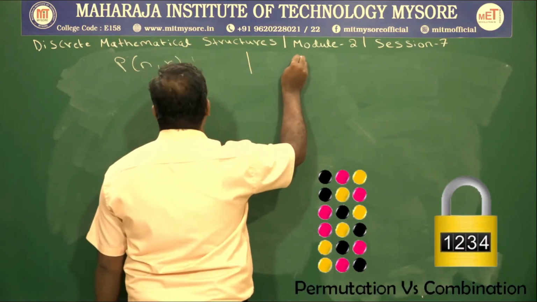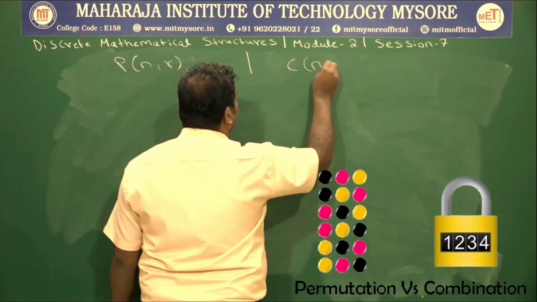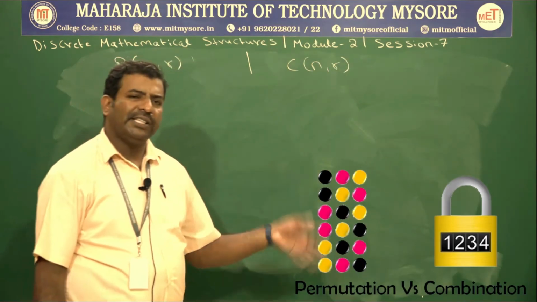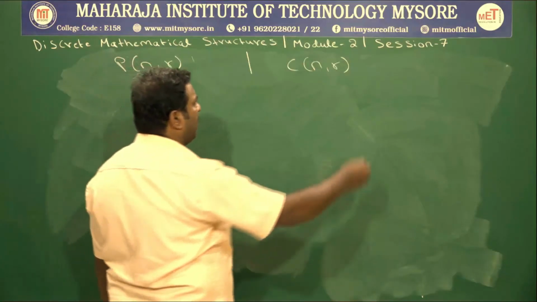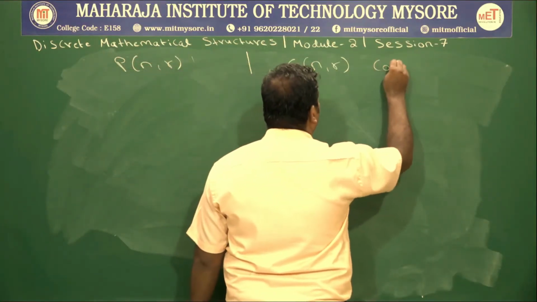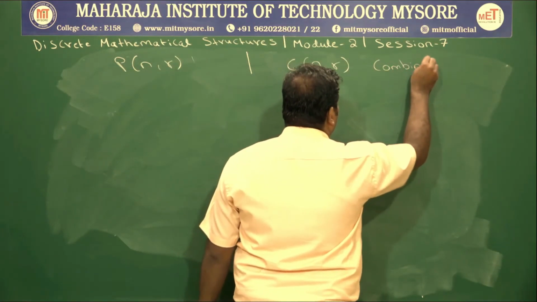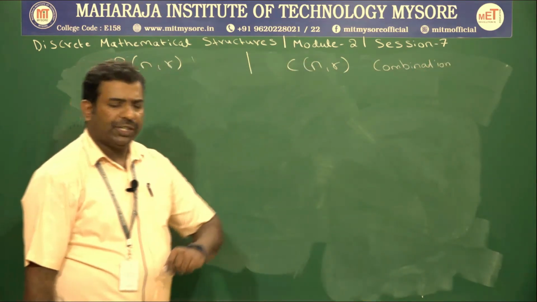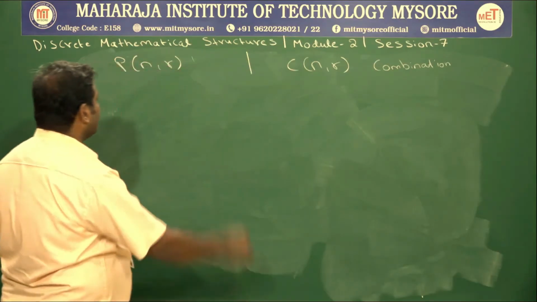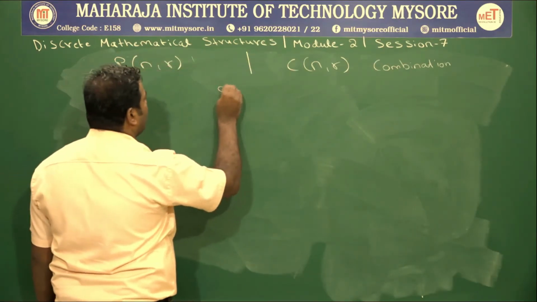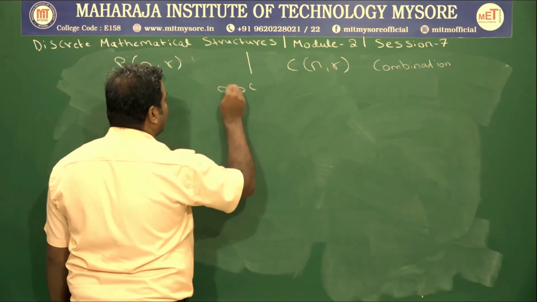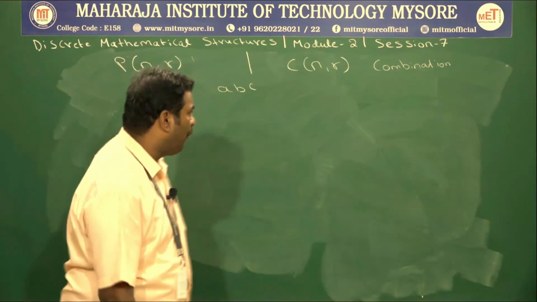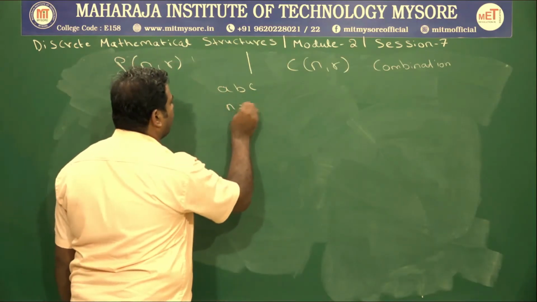When I say combination, let me say this as C(n, r) again. I'm going to call this C(n, r), where C stands for combination. Hence we are going to talk about some combinations over here. Fine. Now to understand the permutation and the combination, just look at this. I'm going to have A, B and C. Now there are 3 objects. That is, the value of n is 3.